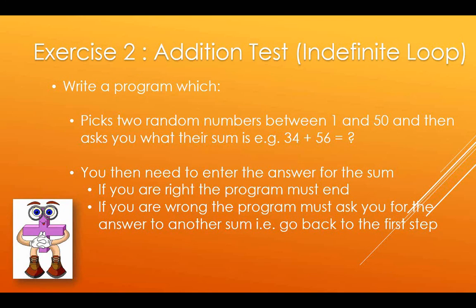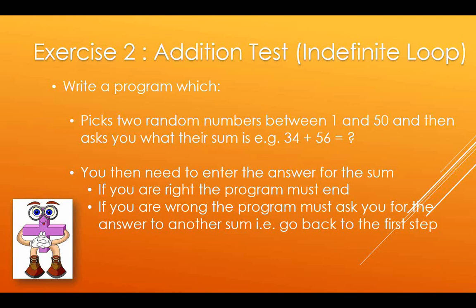Alright, so next exercise, we can start this. We'll see how far you get. We're going to do an addition test. We're going to write a program which picks two random numbers between 1 and 50 and then asks you what their sum is. For example, what is 34 plus 56? The answer would be 90. You then need to enter the answer for the sum. If you are right, the program must end. If you are wrong, the program must ask you for the answer of another sum. So it carries on, asks you for sums.